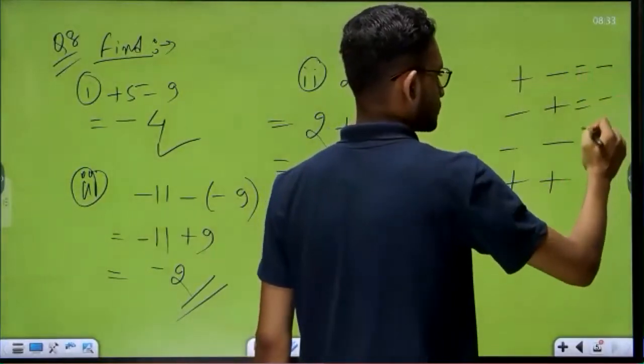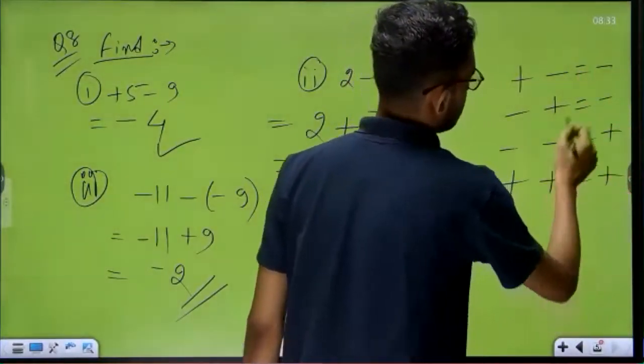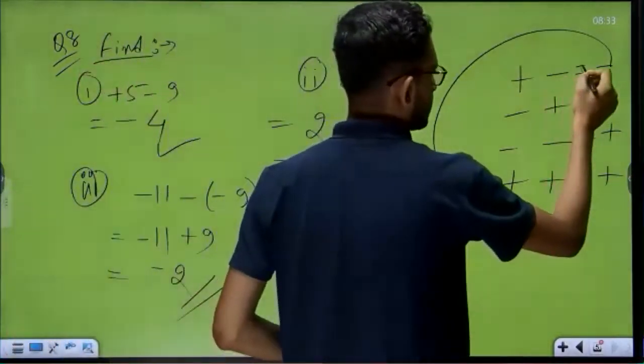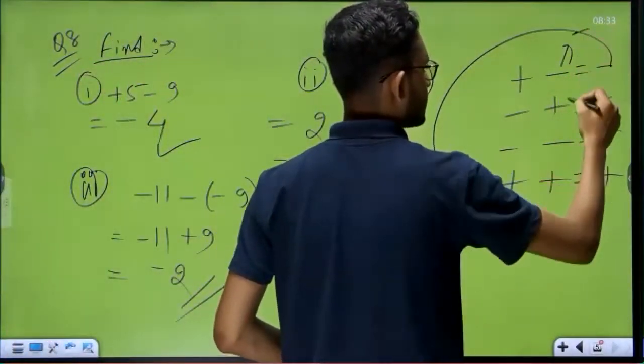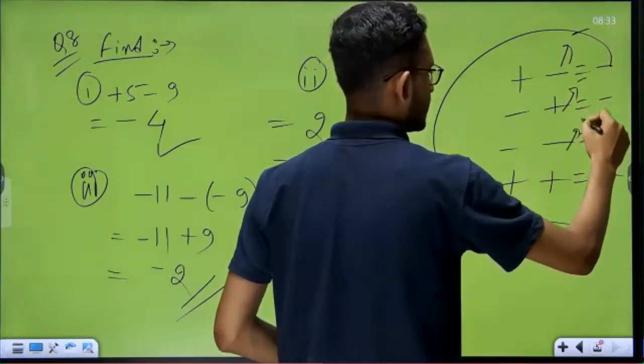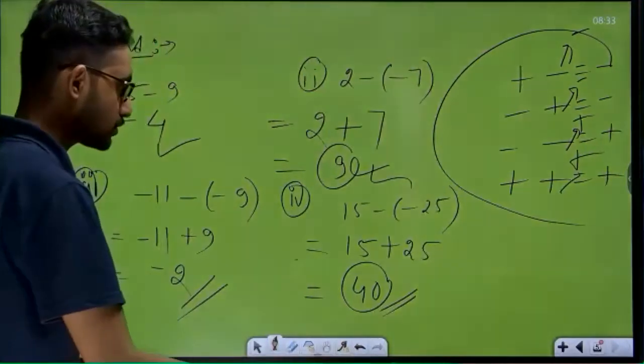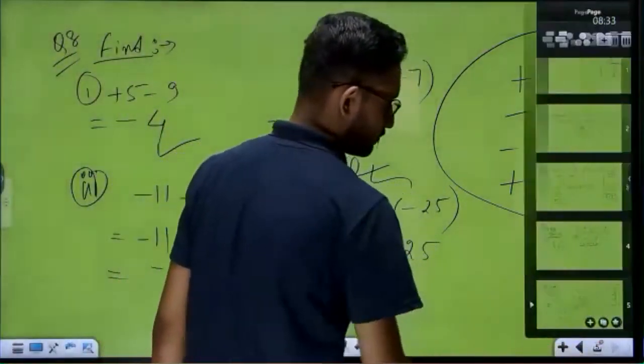Okay, this one. Okay, it is not visible. चलो मैं यहाँ पे लिख देता हूँ. It is minus, it is minus, it is plus, it is plus. Done. Okay, now we'll move next question. Let's see. चलो.